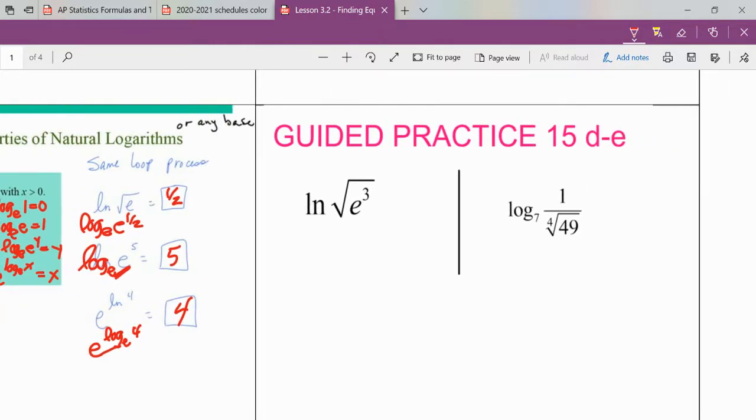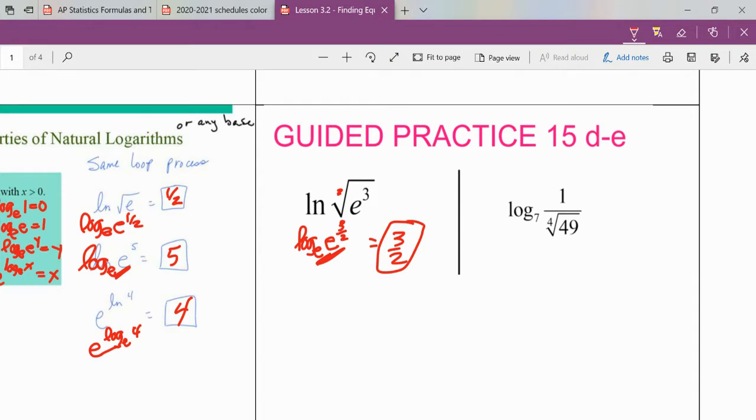All right, we get some more practice here. And again, I would just change that ln to log base e. This e to the 3rd square rooted could be written as e to the, again, the number on the inside goes on the top of the fraction, the number in the hook, which is a 2, goes on the bottom. So again, those are the same. So my answer is just 3/2.